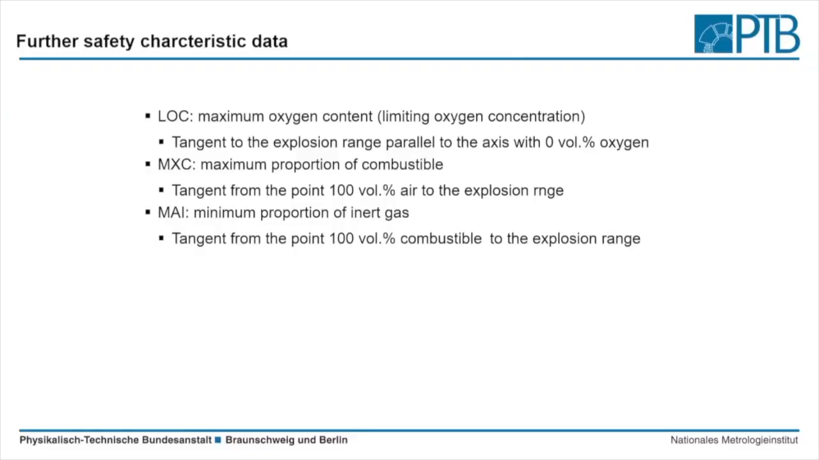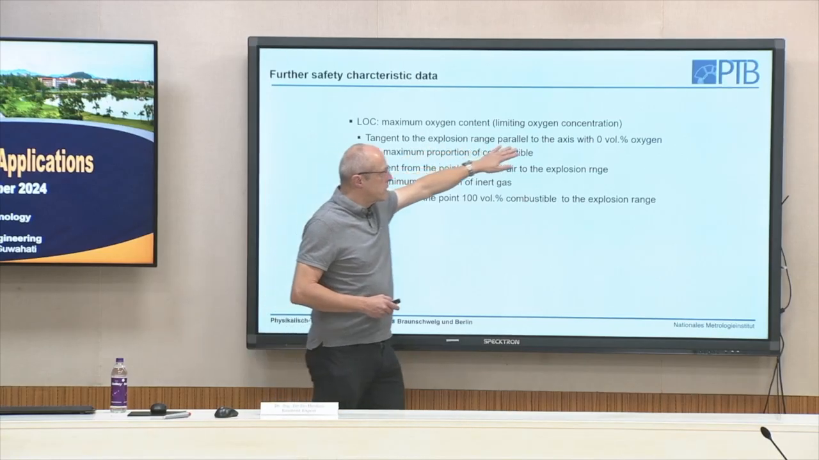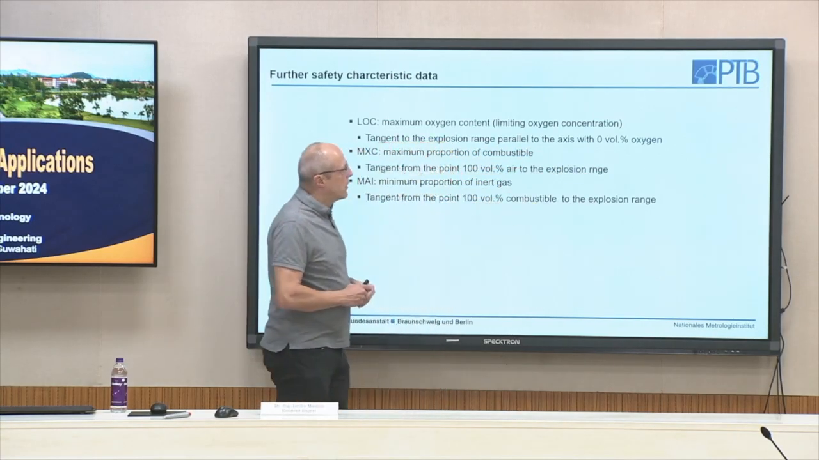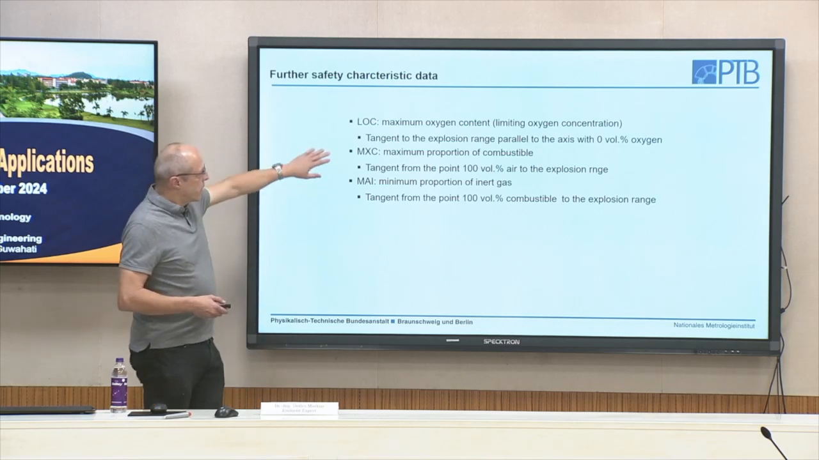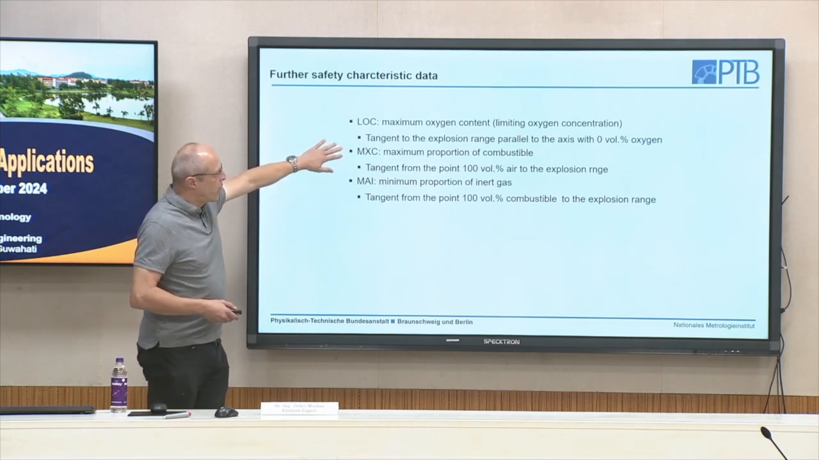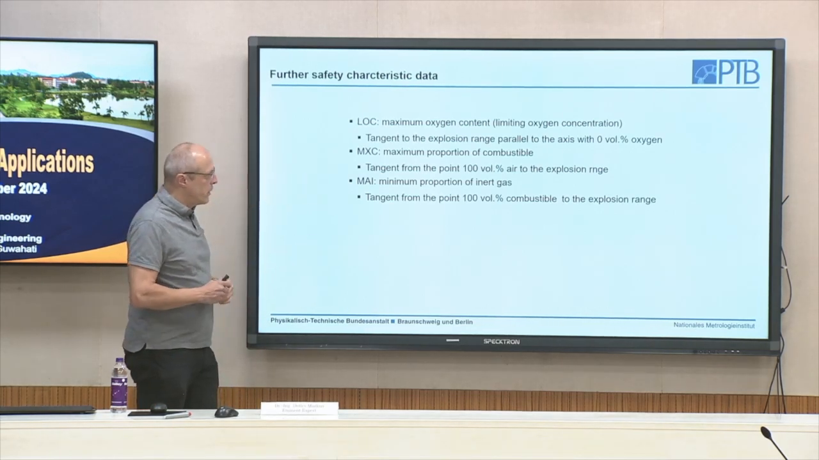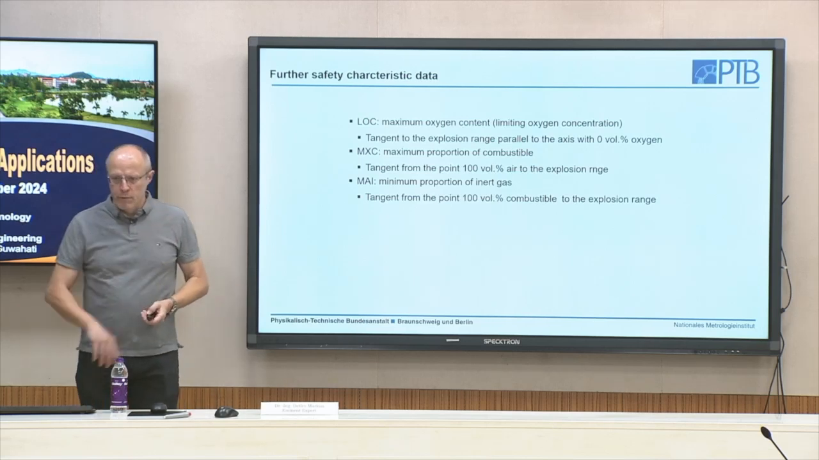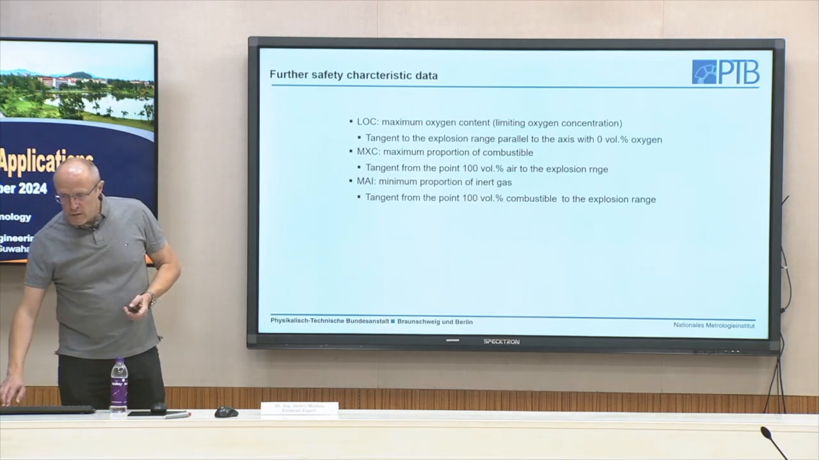So there are some further data which are more important for the colleagues in chemical industry. Maybe you can find this maximum oxygen content. This is a tangent to the explosion range parallel to the axis with 0% volume oxygen. And there is a maximum proportion of combustible and minimum proportion of inert gas. I have put them here just to complete the overview.